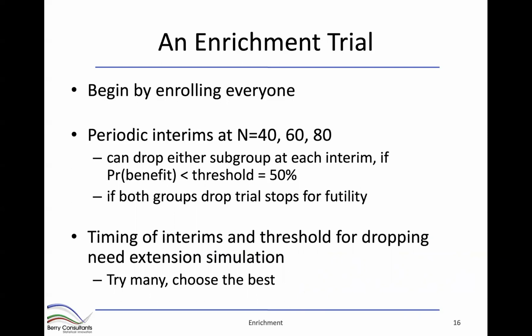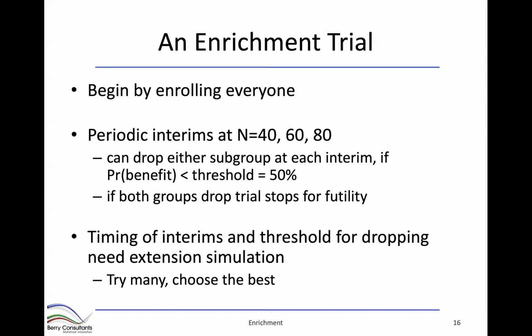If both groups get dropped during the trial, then the entire trial would just stop for futility and the trial will report this works for nobody. The timing of these interims and the threshold for dropping need extensive simulation. So the 40, 60, 80, I picked that based on some experience, but that might not be optimal.